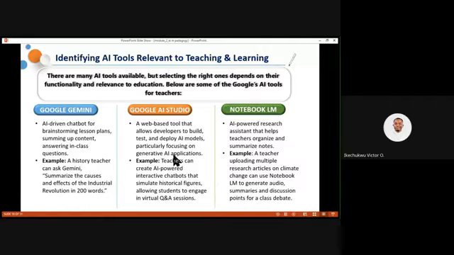So we have Google AI Studio. It's a web-based tool, right, that allows developers to build, test, and deploy AI models, particularly focused on generative AI applications. So teachers can actually create AI-powered interactive chatbots, right? You can create an AI-powered chatbot that can simulate historical figures. When we say simulate historical, you are creating a chatbot that is taking the position of, let's say, Princess Amina of Zaria, for example. So they can now decide to ask Princess Amina of Zaria any question they want about the history.